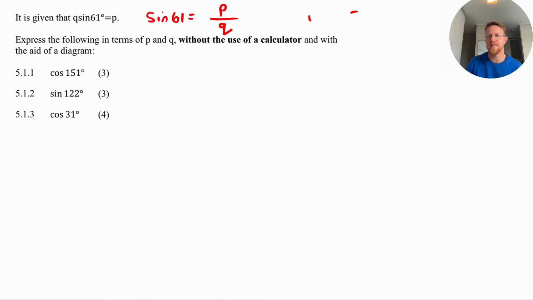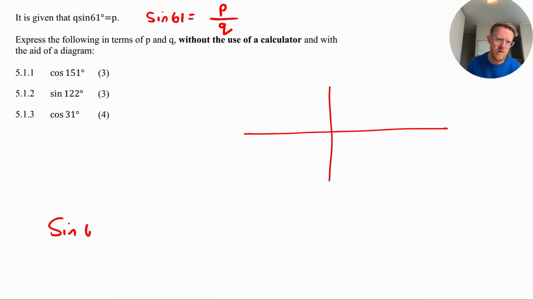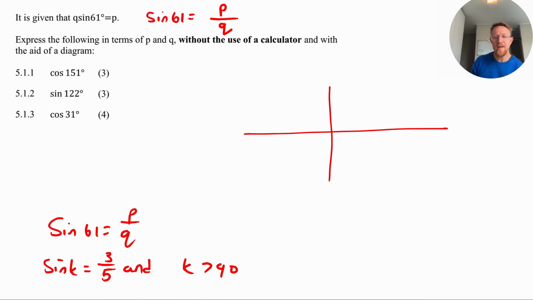Okay, fantastic. Now, before we even go do these questions, let's go make our triangle. So we know that we're on the CAST diagram. Now, some learners are like, Kev, I don't know where to draw the triangle. Well, for these questions, you get two types. You get sin 61 equals P over Q, or you get sin K equals 3 over 5, and K is bigger than 90. So in a situation like this, they're literally telling you where the quadrant is. 61 degrees, we know that that is in quadrant 1.